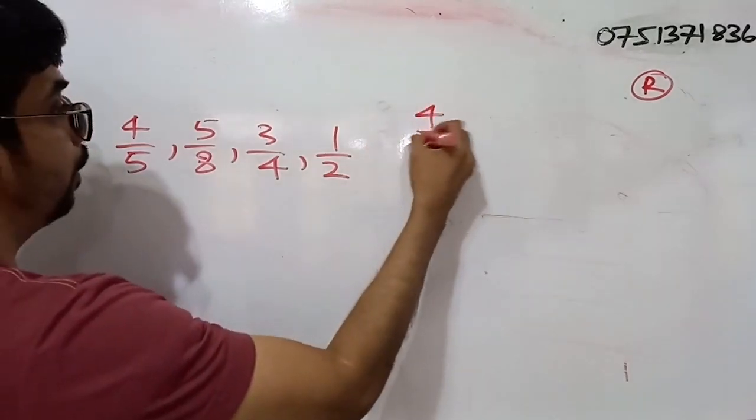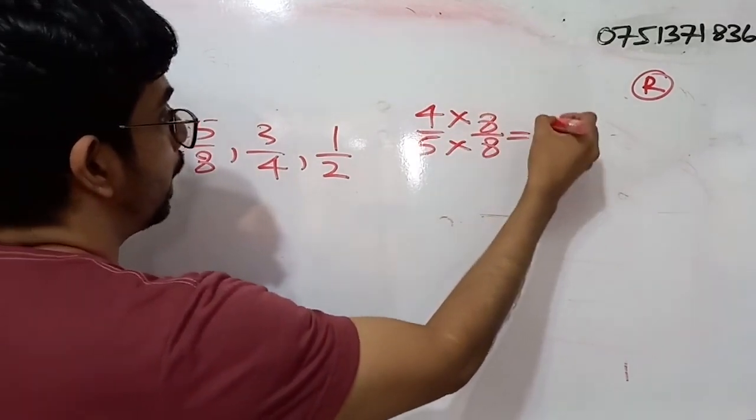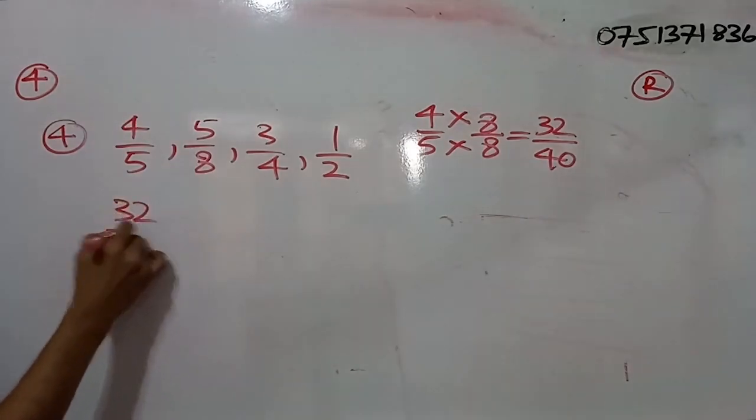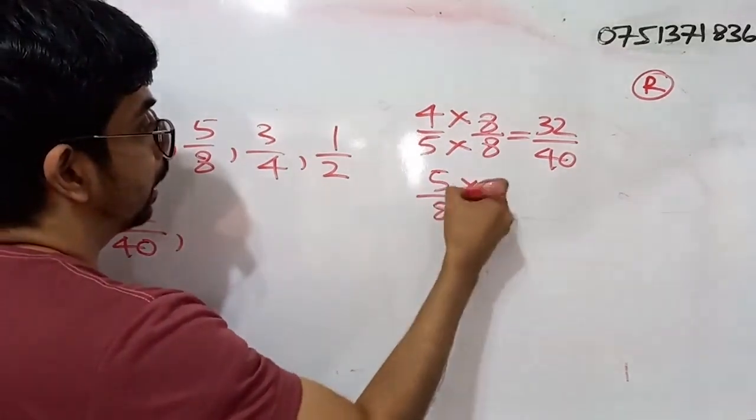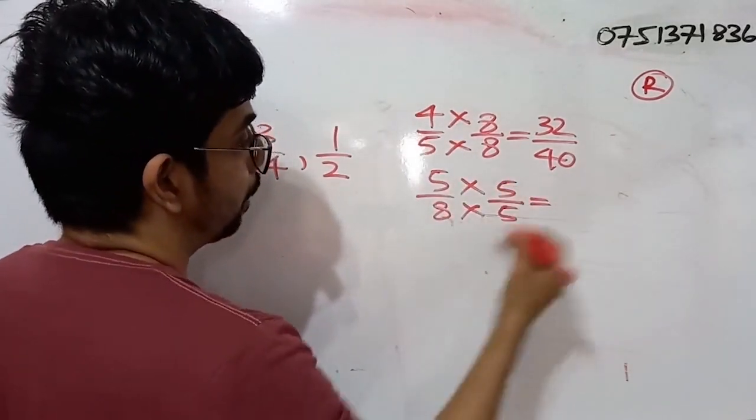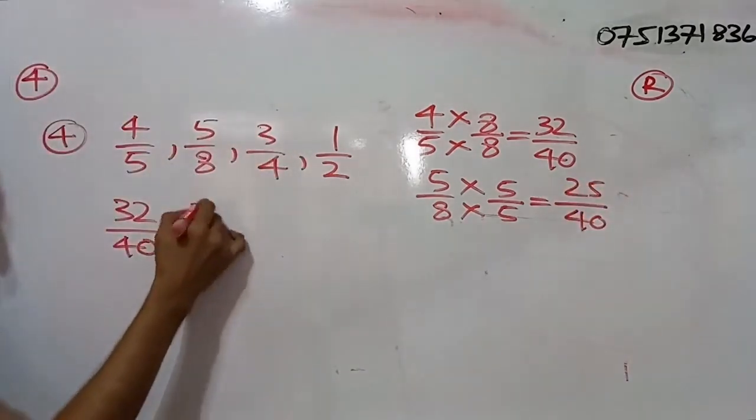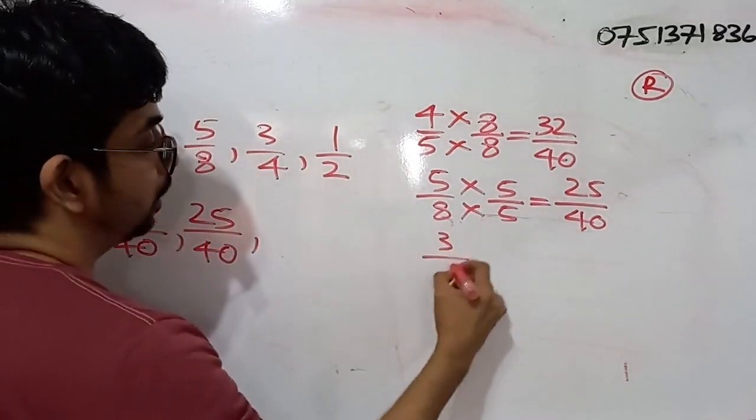So take 4 by 5. So I have to multiply the denominator and the numerator by 8. So I will be getting 32 by 40. Right. 32 by 40. Then 5 by 8. I am going to multiply the denominator and the numerator by 5. So I will be getting 25 by 40. 25 by 40.